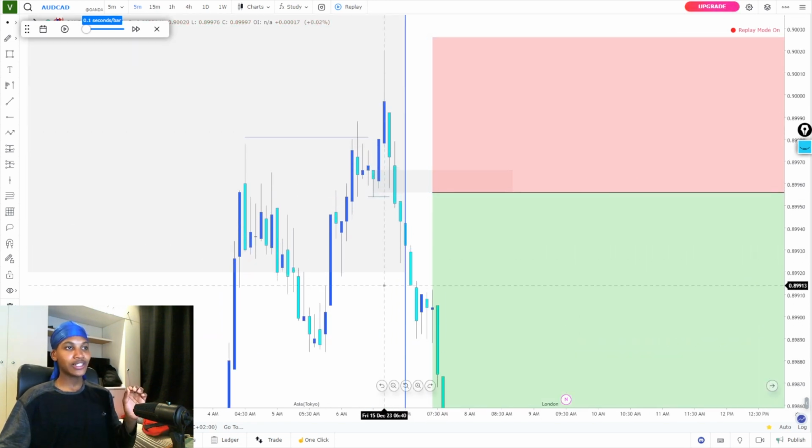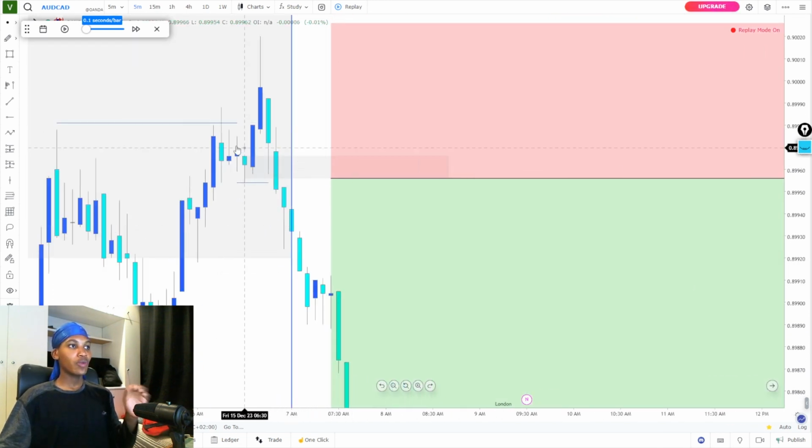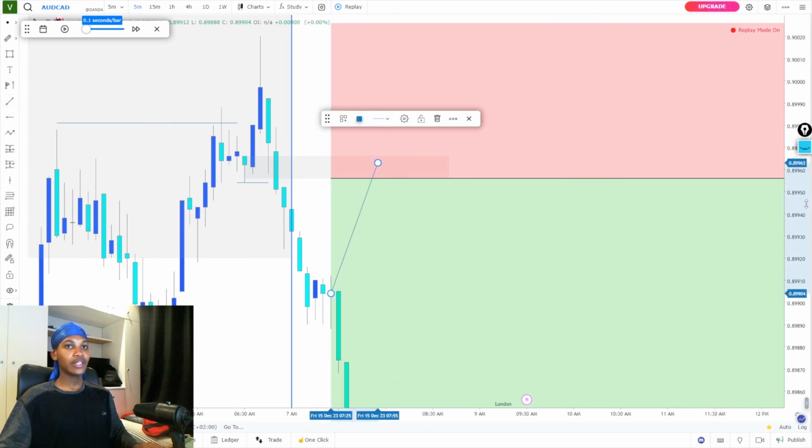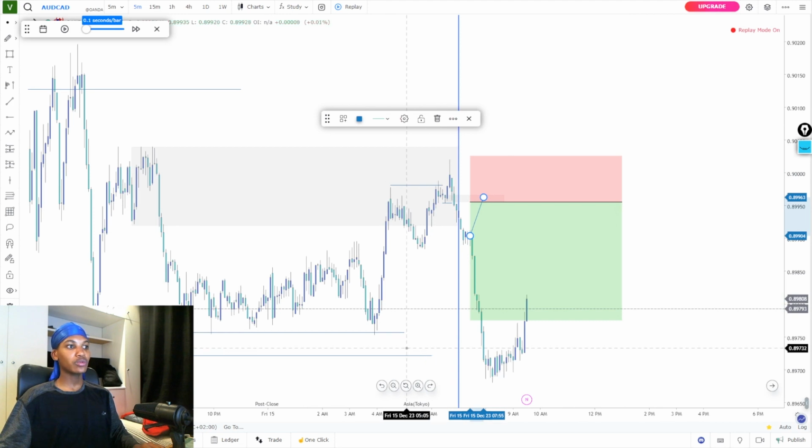I wanted to show you guys this example, because what we were expecting is that price would quickly tap in here and then start moving down, taking out this liquidity. But whoa, the liquidity just got swept. The high time frame bias got swept. What do we do now?